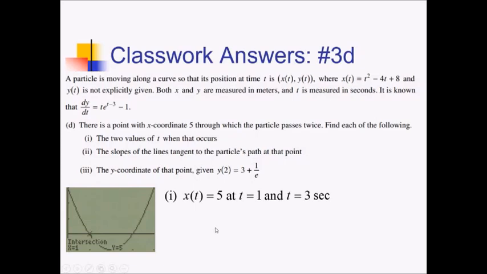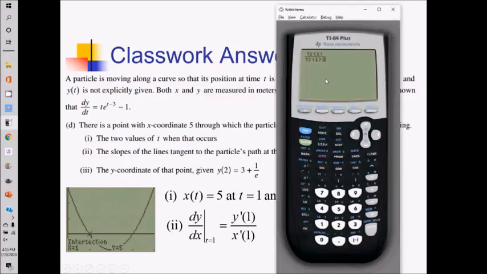So in general, if you want the slope in parametric world here, you've got to do y prime of the number over x prime of the number. So in this case, we're going to do y prime of 1 over x prime of 1 and plug that in the calculator. So here's what that looks like on my calculator.